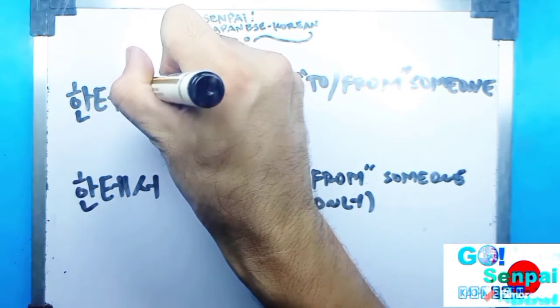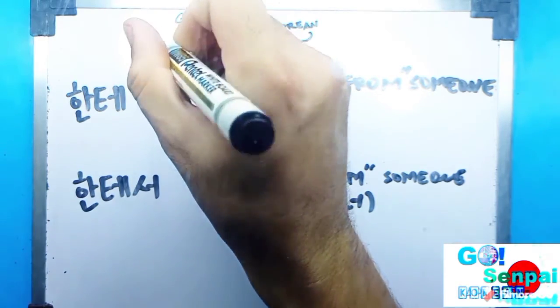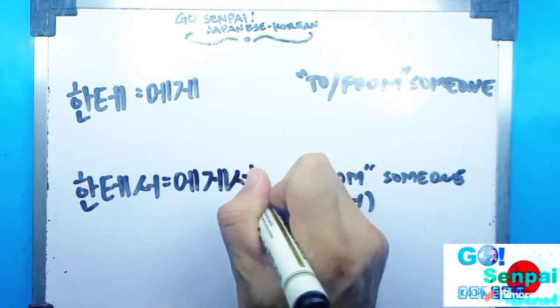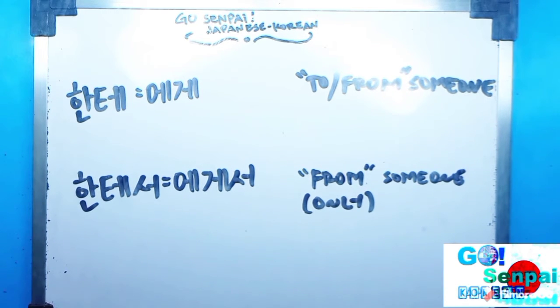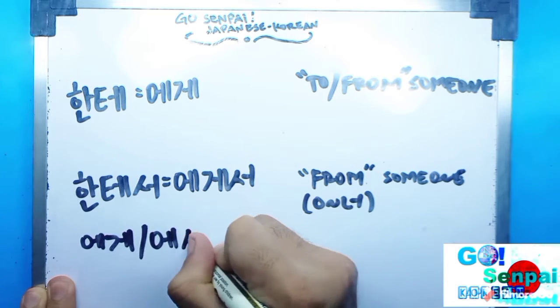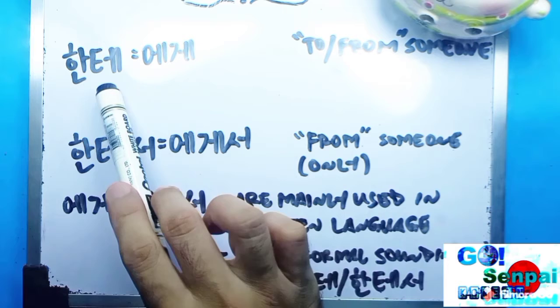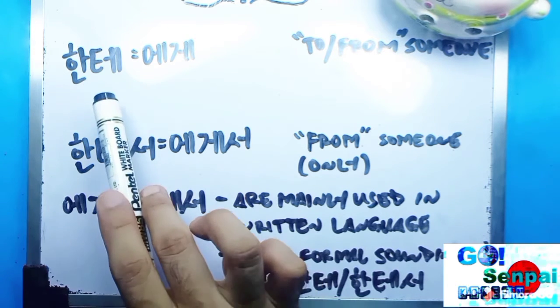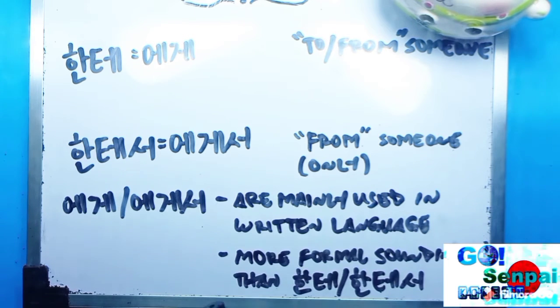So it's ege and egeso. Though hante, ege, hanteso, and egeso have similar meanings in English, ege and egeso are mainly used in written language. Ege and egeso are also more formal sounding than hante and hanteso. So hante and hanteso are more common in spoken Korean.